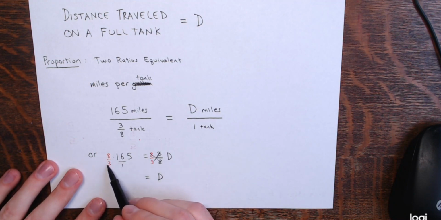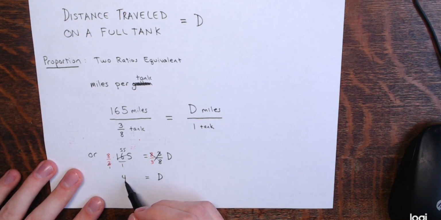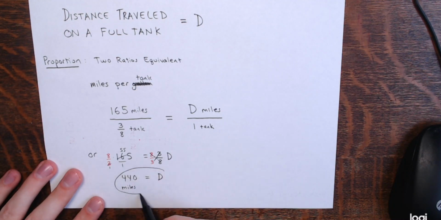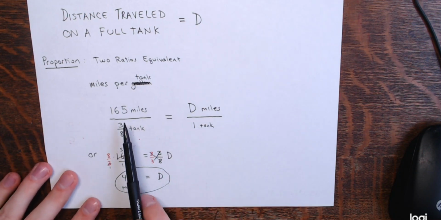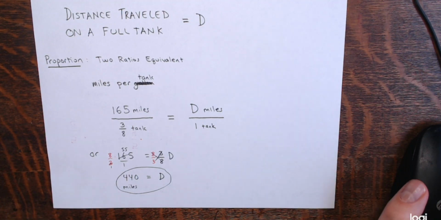3 goes into 165 55 times. And then basically you're left with 8 times 55, which would be 440. And that's in miles, right? The distances were given in miles. So, if she traveled 165 miles on 3/8 of a tank of gas, she would travel 440 miles on a full tank. I hope that makes sense.